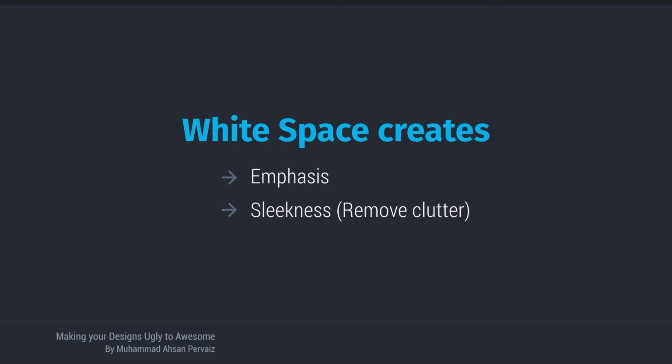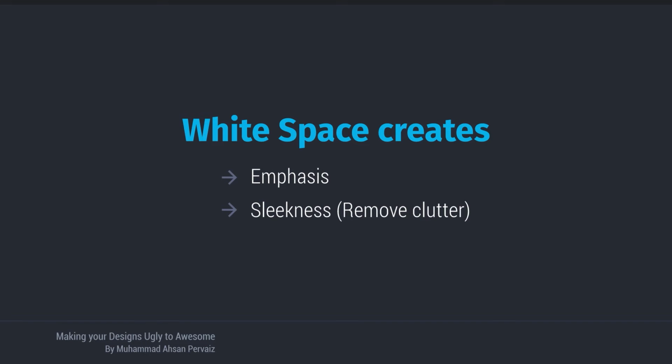Now, why do we need white space? White space actually creates two things. Number one is emphasis. On this whole slide, I have a lot of white space and very little content, so the whole focus and emphasis is in the middle, in this text area where I have written. This is how white space emphasizes whatever is inside it. If an image has a lot of white space around it, or negative space as it is called, then it is going to be very prominent in your design.